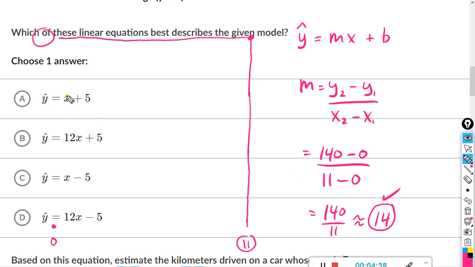In answer A, the slope is 1, because when there's no number in front of the x, when there's no coefficient, it's automatically 1. 14 is nowhere near close to 1, so it's not A. Same with answer C. This is just x right here. The coefficient in front of that x is 1. So that would make this equation have a slope of 1. That's not even close. The closest one is 12. So it's either answer B or D.